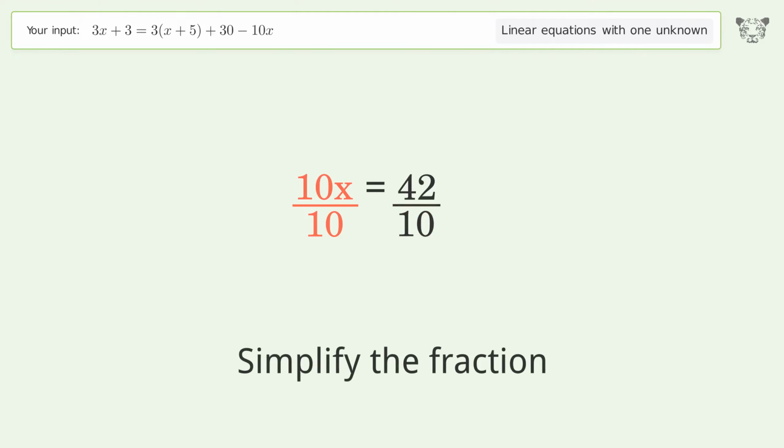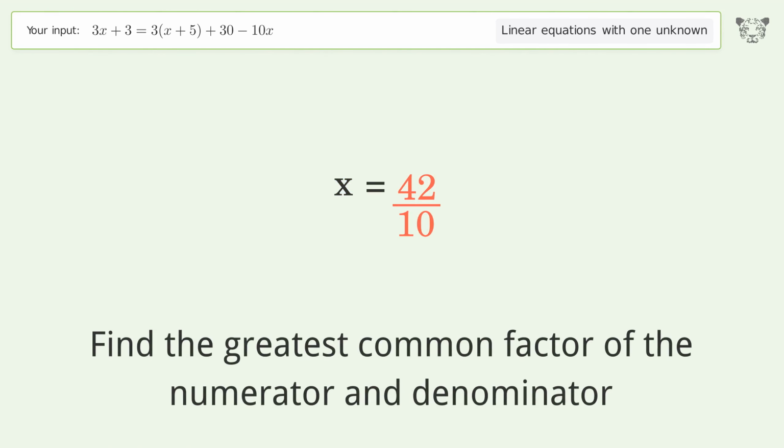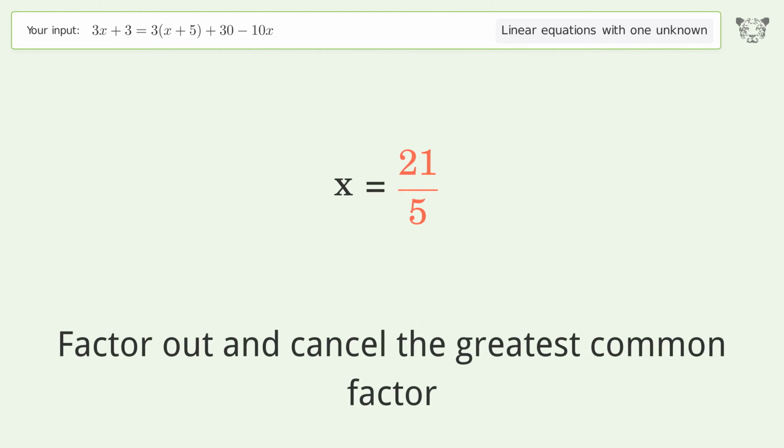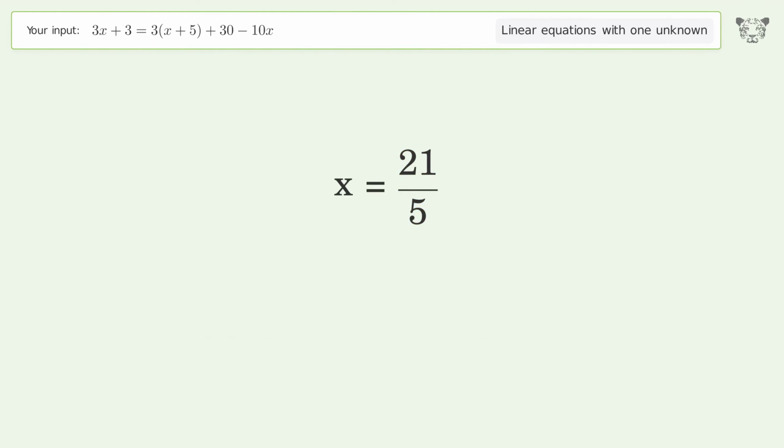Simplify the fraction. Find the greatest common factor of the numerator and denominator. Factor out and cancel the greatest common factor. And so the final result is x equals 21/5.